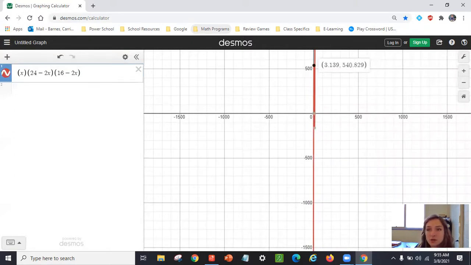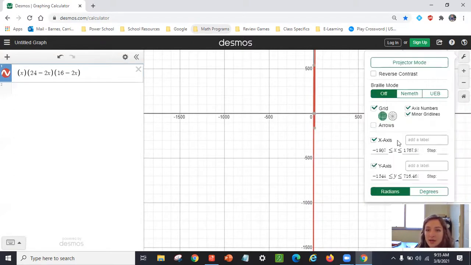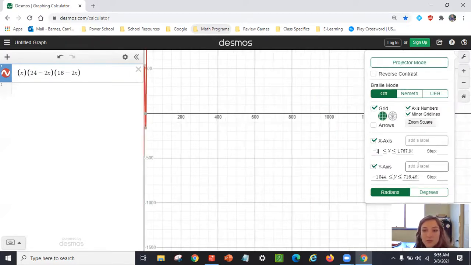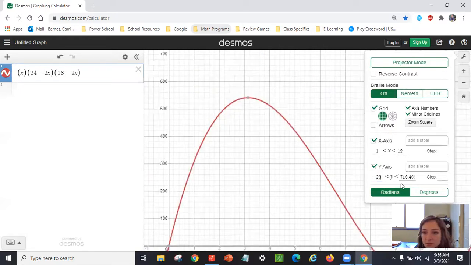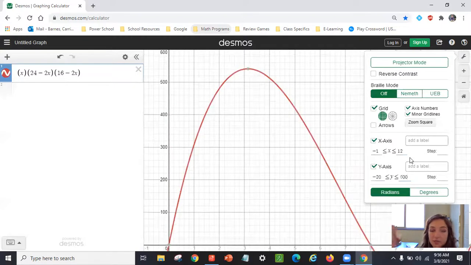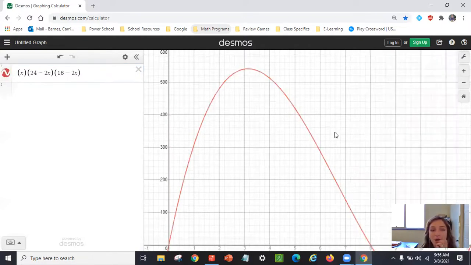So I'm going to go to this little monkey wrench tool, and I'm going to fix my axis so that it goes from, let's just do -1 to 12. And then I also want to fix my y-axis so that it's going from, let's just say -20 to 500, or so we can see 540 to 600 there. Okay, so now we can see our graph a little bit better now.